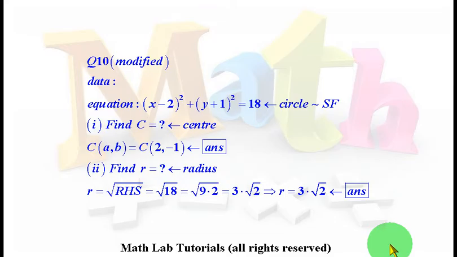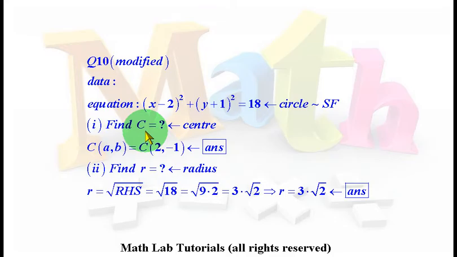In the next few slides, we'll be running through some elementary questions regarding circles, and we'll be starting with Q10. They give us the equation of a circle in standard form, (x minus 2) squared plus (y plus 1) squared, a sum of squares, is equal to 18. And that certainly defines a circle in standard form. And part 1, they want us to find the center of the circle.